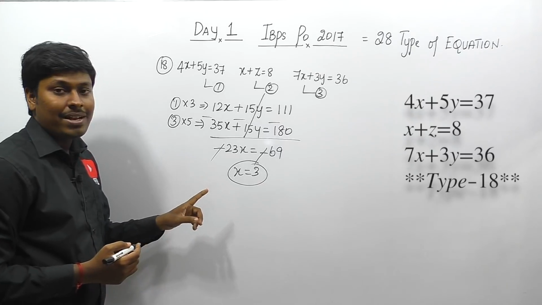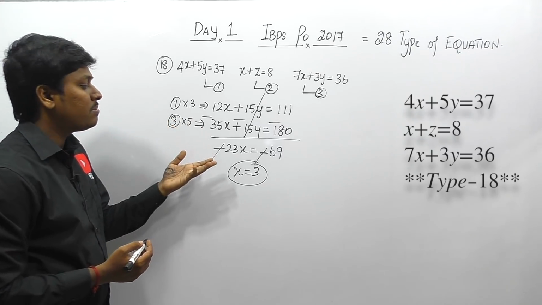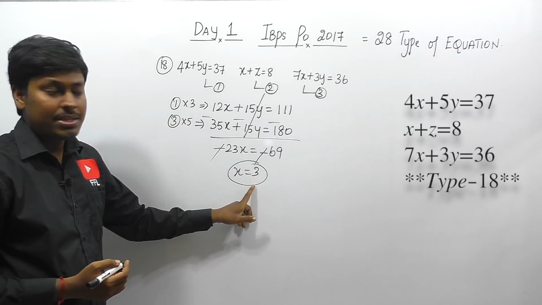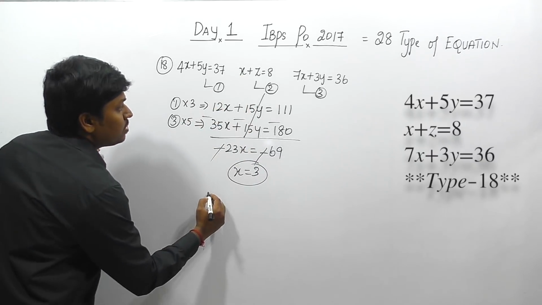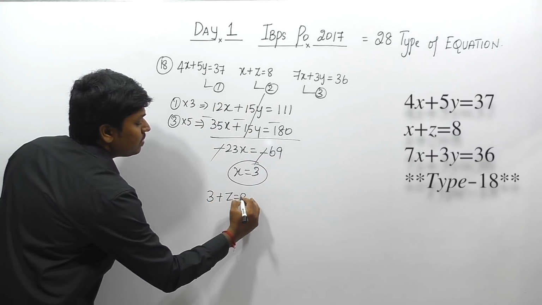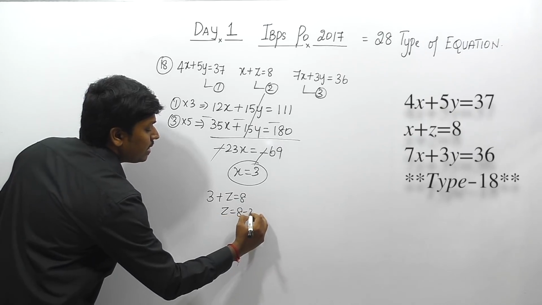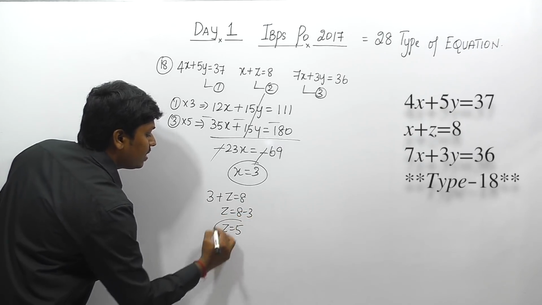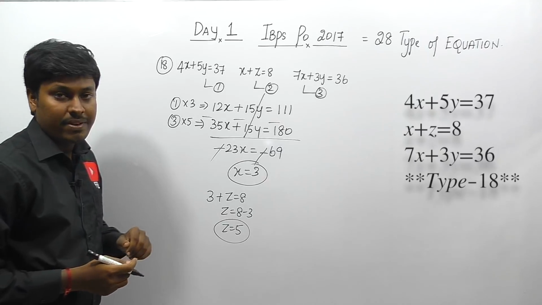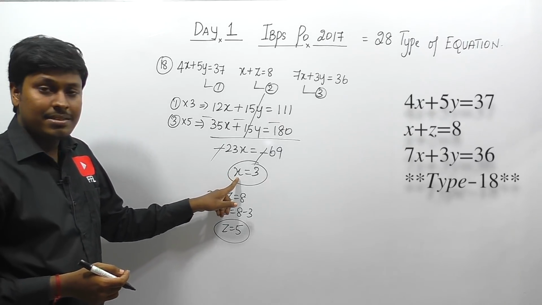If we find one value, then the remaining will be so simple, because if you find x is equal to 3, substitute here in equation number 2. So 3 + z = 8. So z = 8 − 3. So finally z is equal to 5. So we got the answer, that is z is equal to 5, and by using this, we got x is equal to 3.